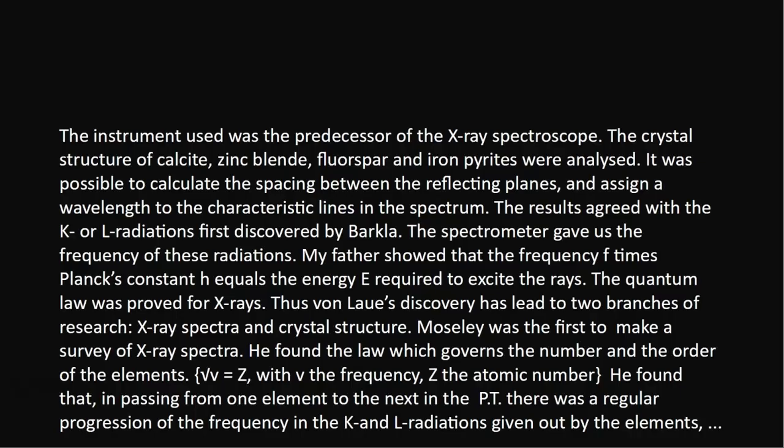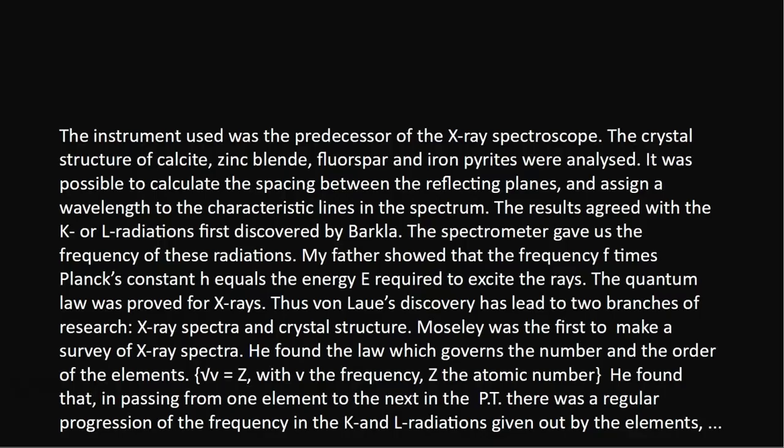The crystal structures of calcite, zinc blende, fluorspar, and iron pyrites were analyzed. It was possible to calculate the spacing between the reflecting planes and assign a wavelength to the characteristic lines in the spectrum. Results agreed with the K or L radiation first discovered by Barkla, also a Nobel Prize. The spectrometer gave us the frequency of these radiations. My father showed that the frequency f times Planck's constant h equals the energy E required to excite the rays. The quantum law was proved for X-rays.